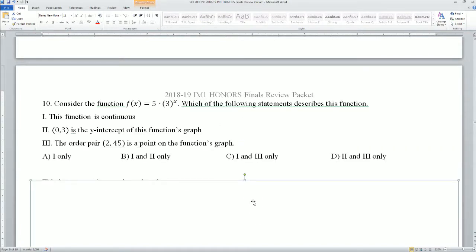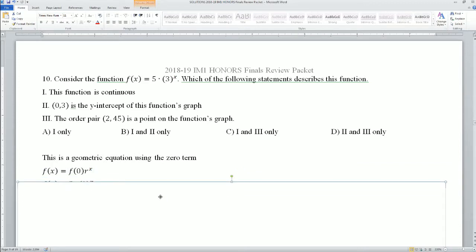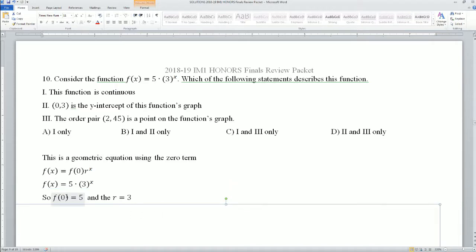Consider this function. Which of the following statements is true? Right, this is a geometric sequence, right? Using the zero term, that is the zero term equation for the geometric sequence, right? This is the equation that we have. So I want to tell you that the zero term is 5, and the common ratio is 3 in this context.